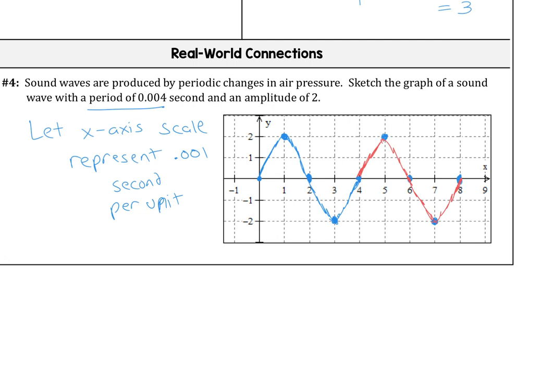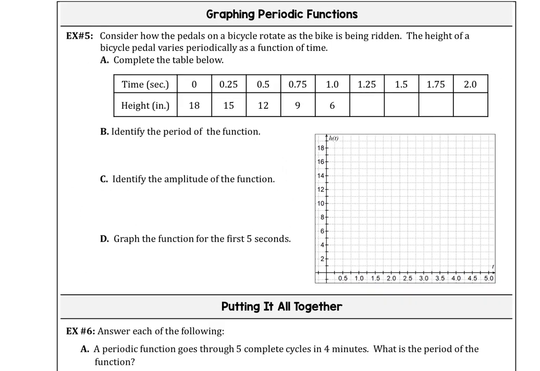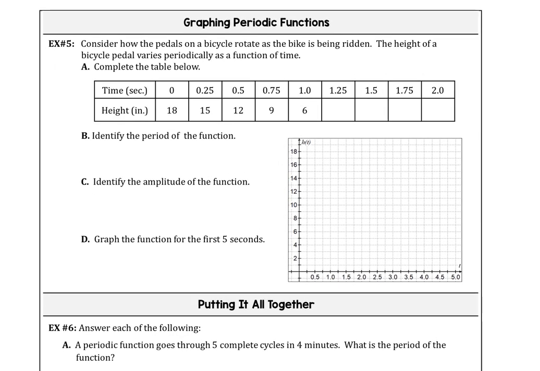If we look at this one, we've got to finish the table first. What we're looking at here is pedals on a bicycle that's being ridden, and the height of the pedal varies periodically as a function of time. If you think about it, when you're pedaling a bicycle, you're just repeating the process over and over again. And you'll see they broke up the times in quarter seconds.